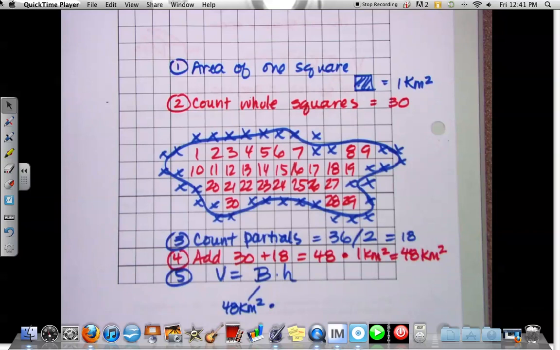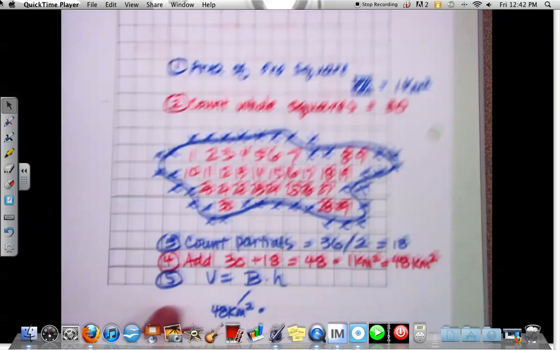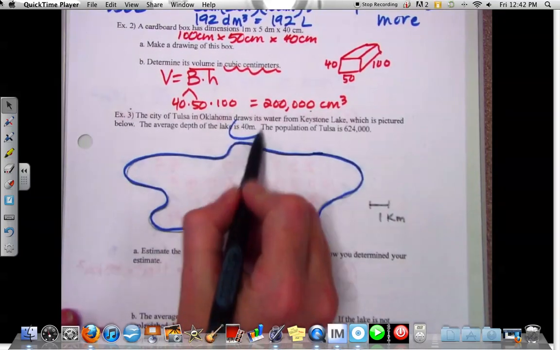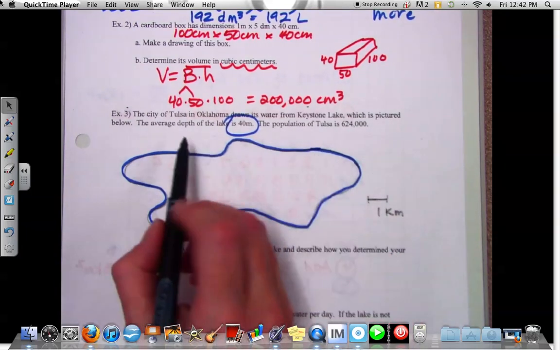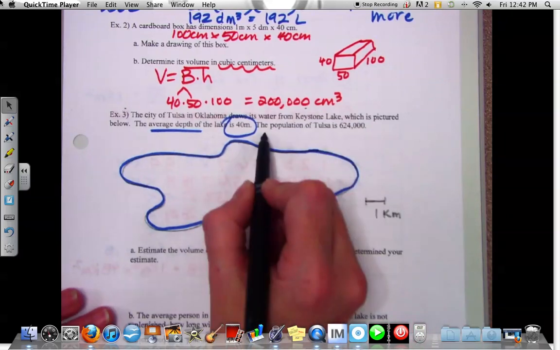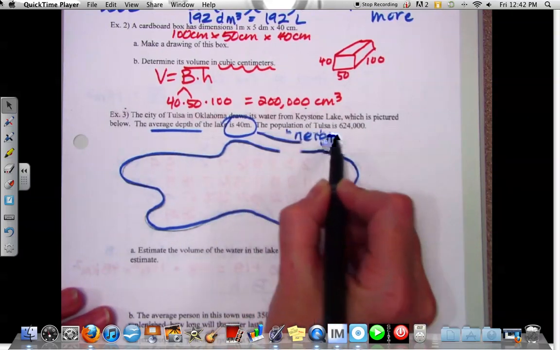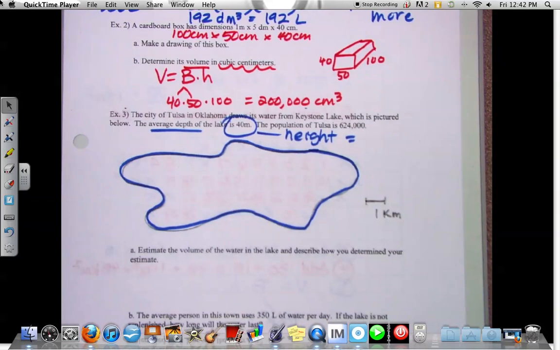multiply it by, what's the height? 40. No. 40 what? Meters. And we found our area in what units? Kilometers. So do we need to change something? Yeah. Okay. So this 40, we're told that the depth of the lake is 40. That's the same thing as our height. And how many kilometers is that?